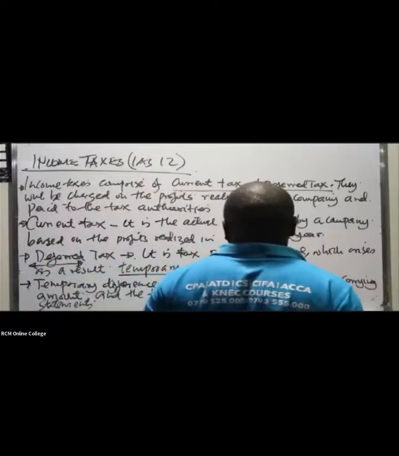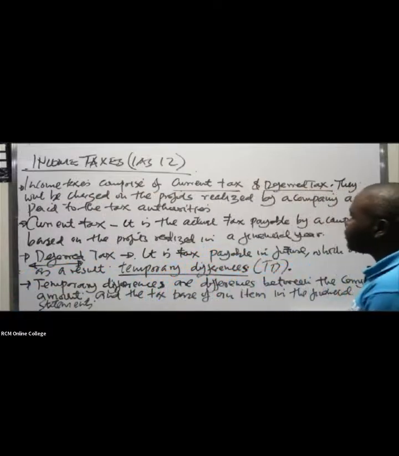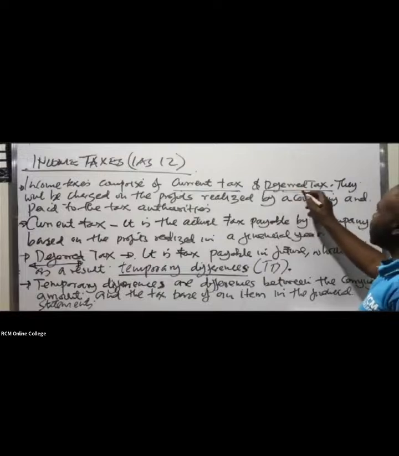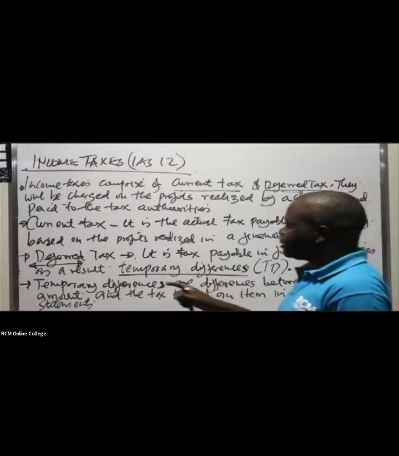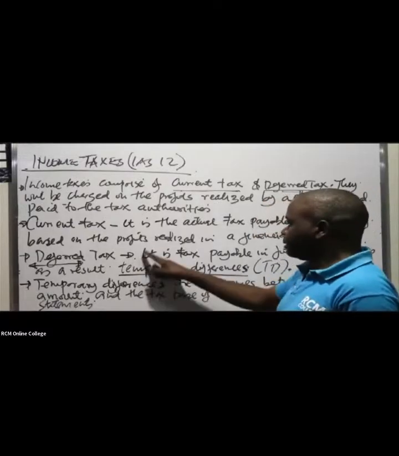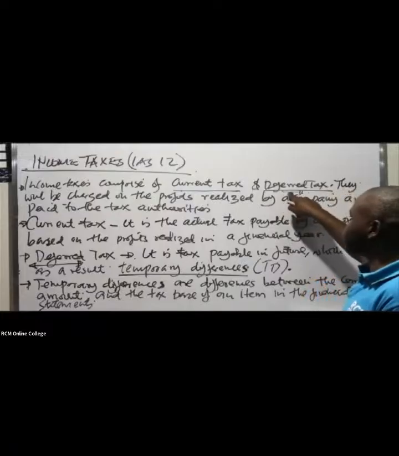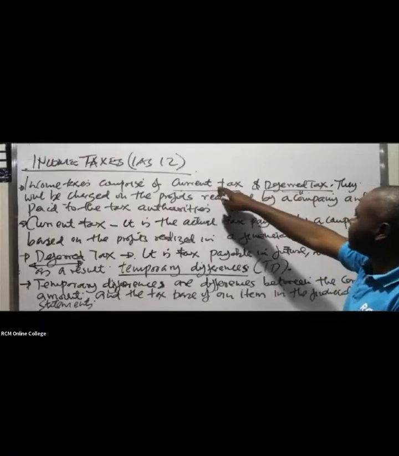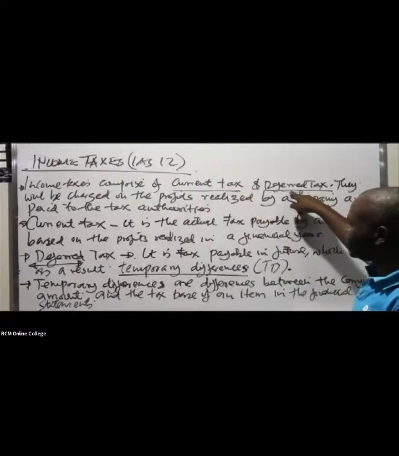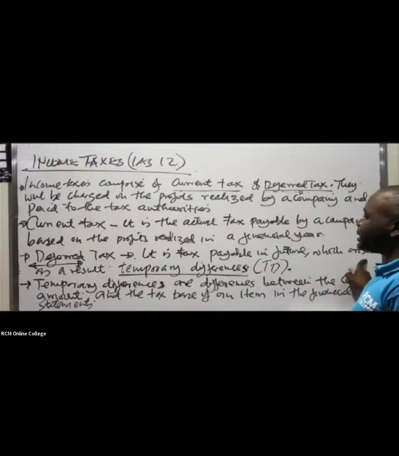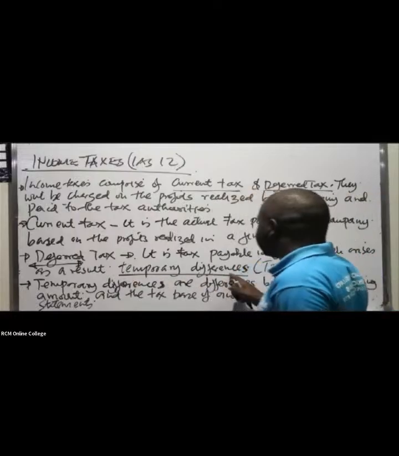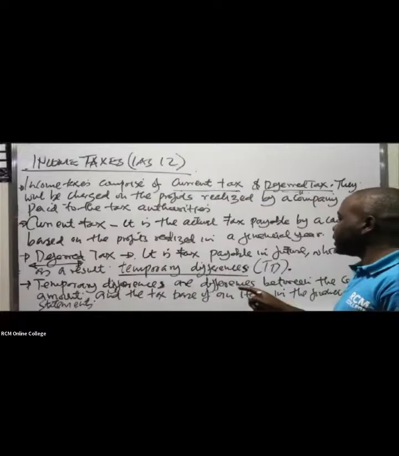So when you talk about deferred taxes, these ones you won't end up having to pay in the current year, but they'll likely be claimed by the taxman in future. This is why you need to be very keen, because this is where you do major computations under deferred tax. This one is very easy and shouldn't bring any trouble. Where there'll be trouble is how to get the deferred tax. It is the tax payable in future which arises as a result of temporary differences. These are very important terms, temporary differences.